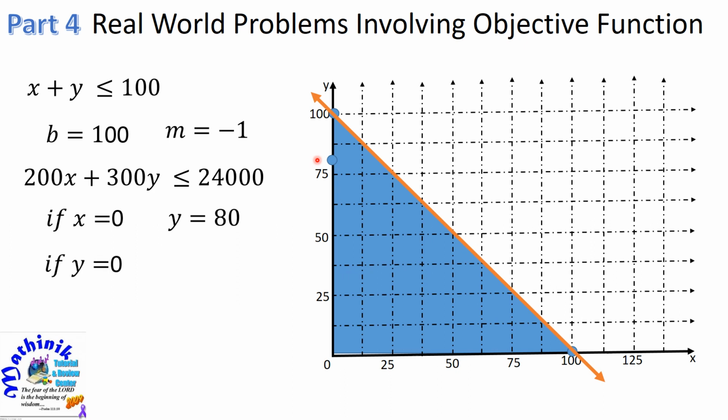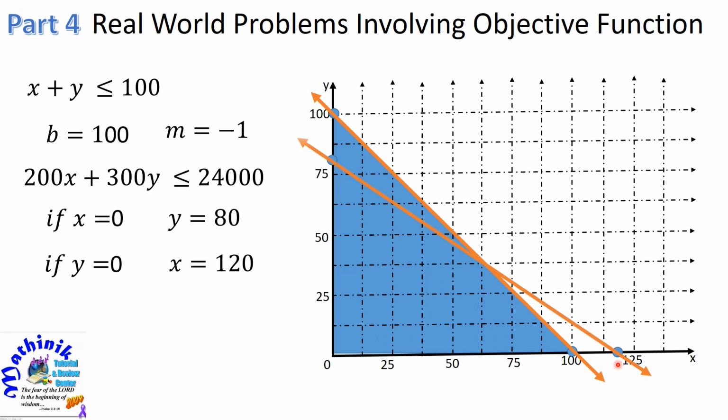Next, let us set y as equal to 0. So in that case, 300y cancels, that is 0. So x is 24,000 divided by 200, then x equals 120. Then we have another intercept at (120, 0).